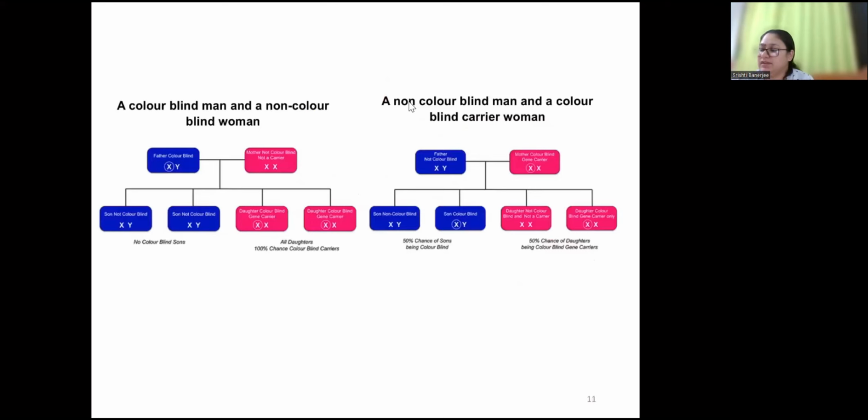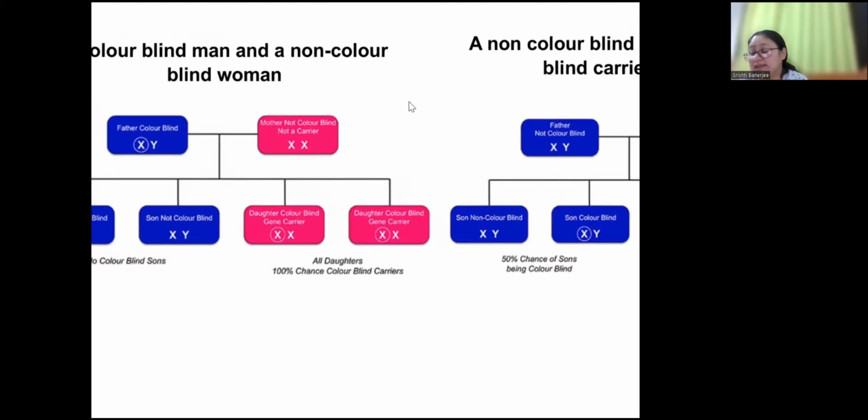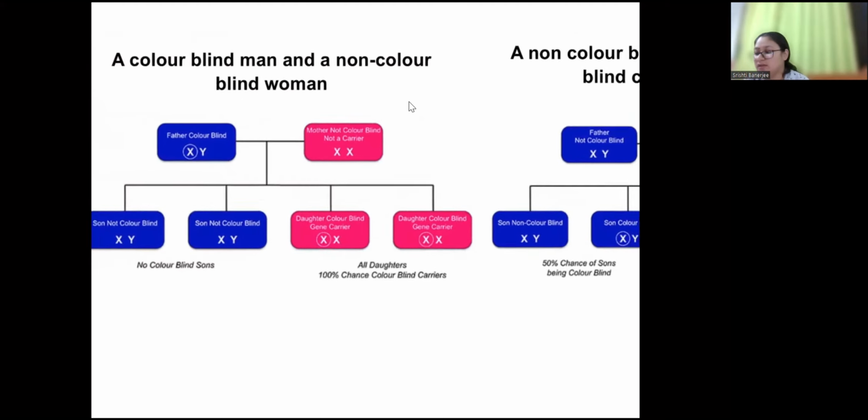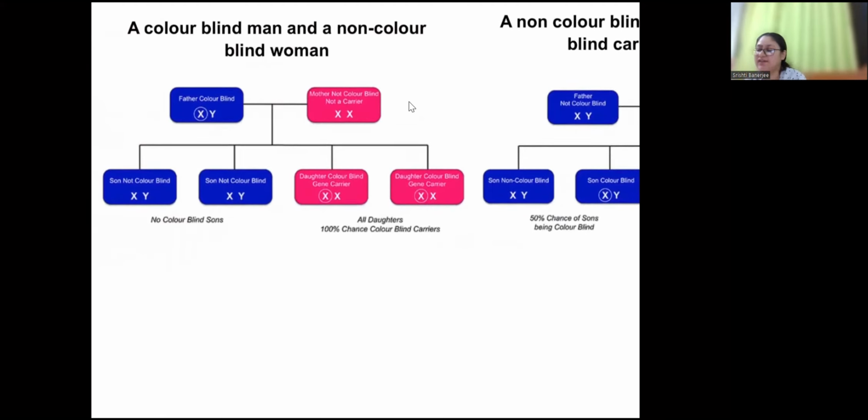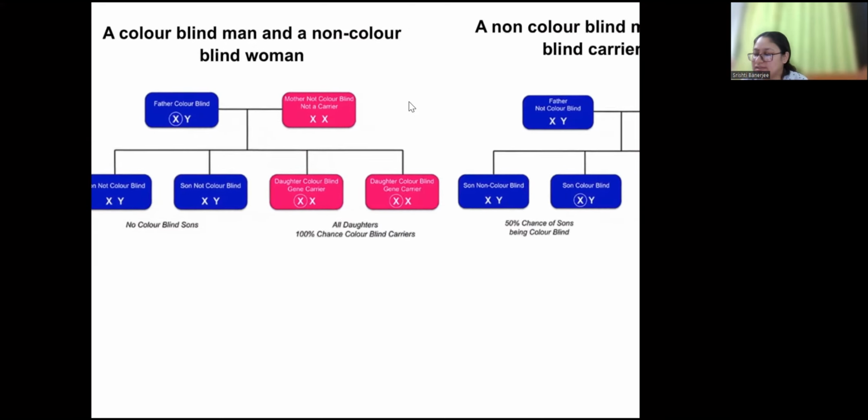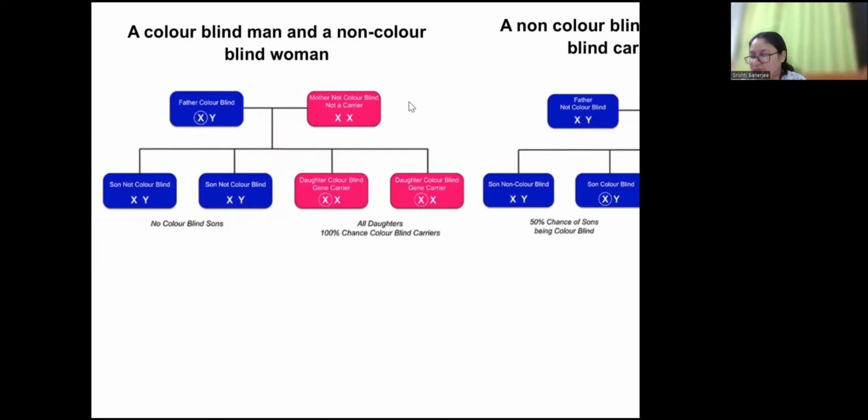Now, let's see the different combinations. What happens when a colorblind man and a non-colorblind woman marry? So we see that there's a colorblind man and a non-colorblind woman. The colorblind man means X is affected, and the mother who is non-colorblind is neither a carrier nor an affected person. So if we cross and see, wherever this small x will be along with a Y will be affected. So none of the sons will be affected because Y will not be coming from the mother, it will come from the father. So none of the sons are affected.